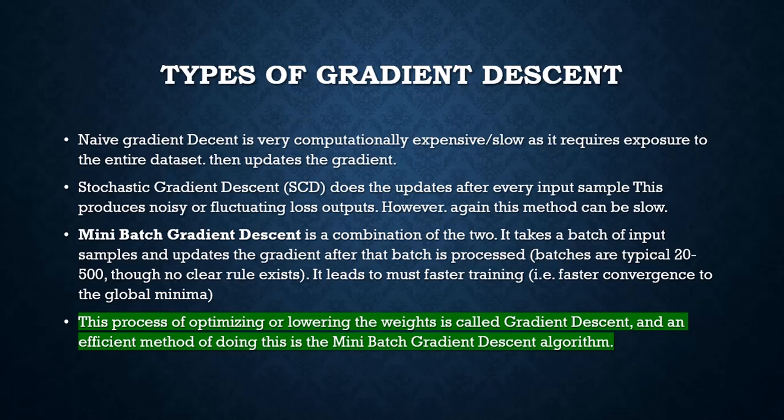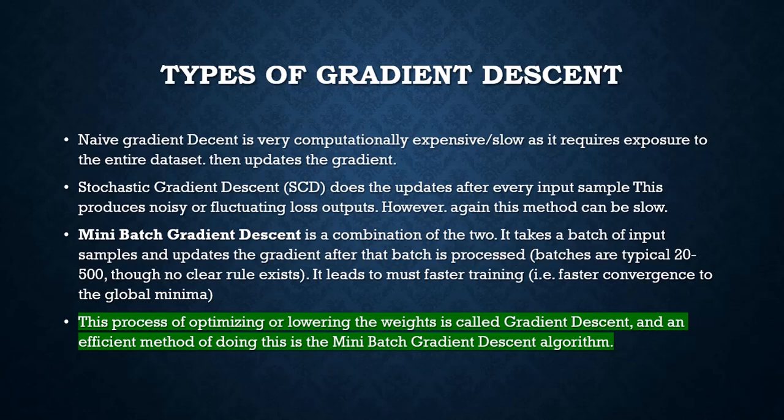The last one is mini batch gradient descent. It's a combination of the two, which means it takes a batch of input samples. We can look inside to see what a batch, an iteration and an epoch are. It takes a number of inputs and updates the gradient. After the batch is processed, it gives the output. The batches are typically 20 or 15 samples. This is our input.